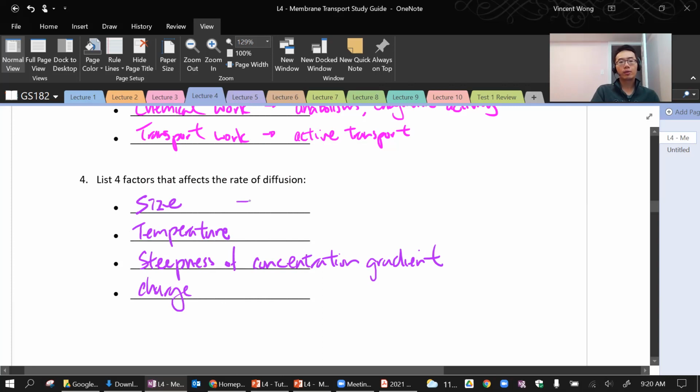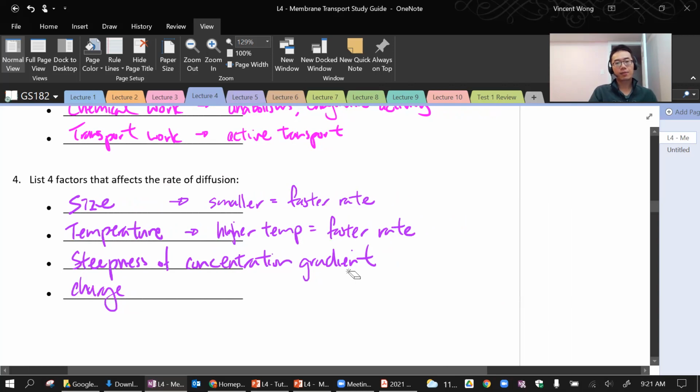Okay. So generally, smaller equals faster rate, which makes sense. If it's smaller, it's easier to move around quickly, right? For temperature, higher temperature equals faster rate.